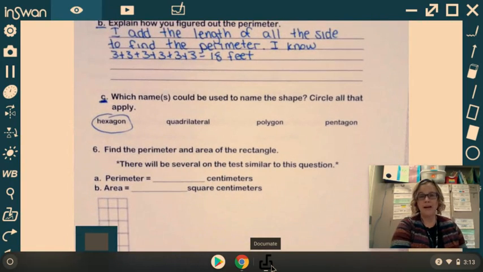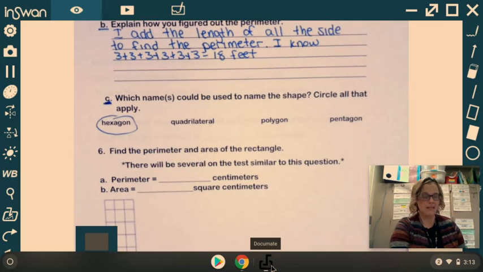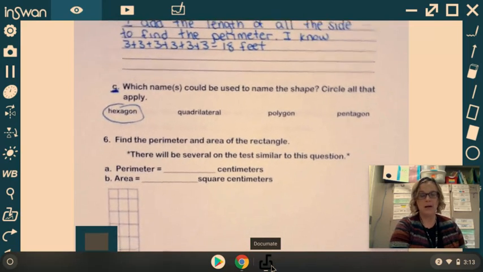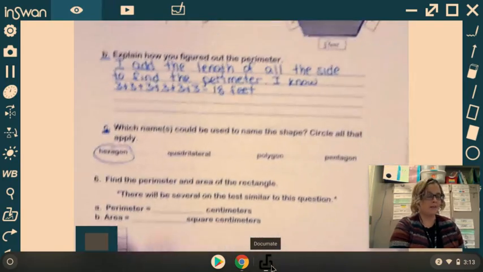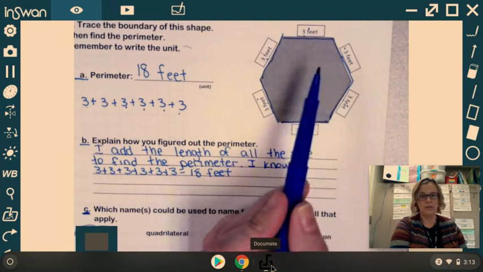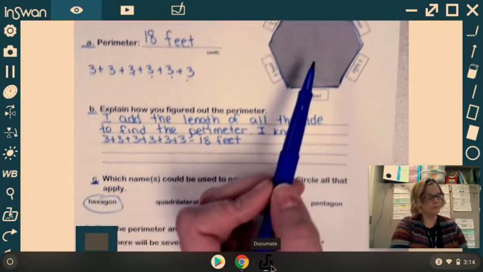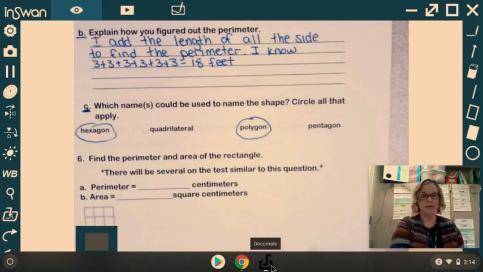Is it a quadrilateral? You should have said no because quadrilaterals have 4 sides. Is it a polygon? You should have said yes because polygons are any two-dimensional, so flat shape that has 3 or more sides, and it is a closed figure, and there are no curved sides, so this makes it a polygon. This is a type of polygon. Is it a pentagon? You should have said no because pentagons have 5 sides.